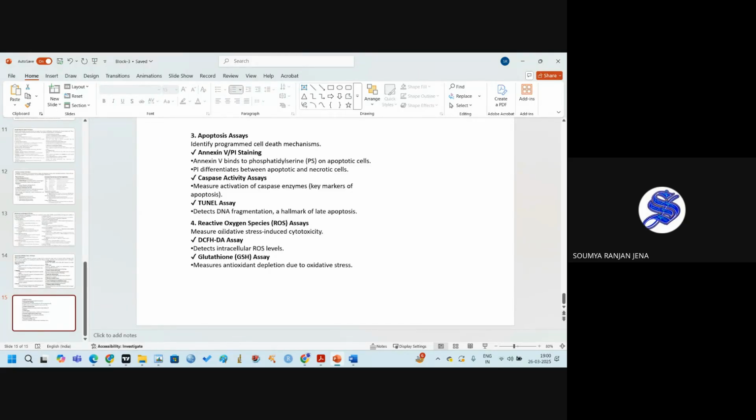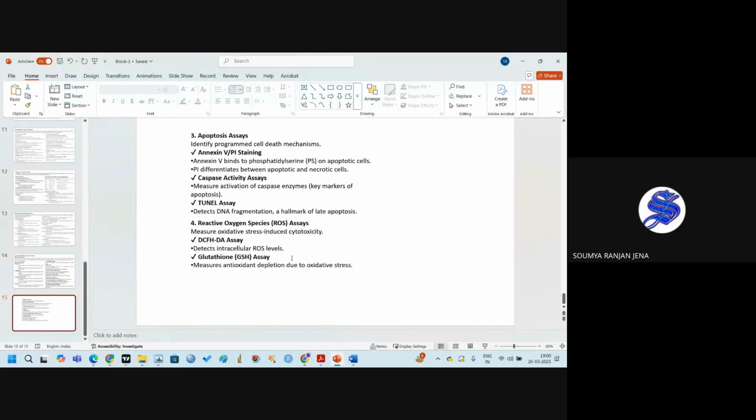And sometimes also reactive oxygen species. This is the oxidative stress-induced cytotoxicity assay, and DCFH-DA also gives a signal. If a damaged cell produces reactive oxygen species, this is the stress signal which damages the membrane, lipids, proteins, and DNA. And this assay tells us that the cell is undergoing apoptosis.